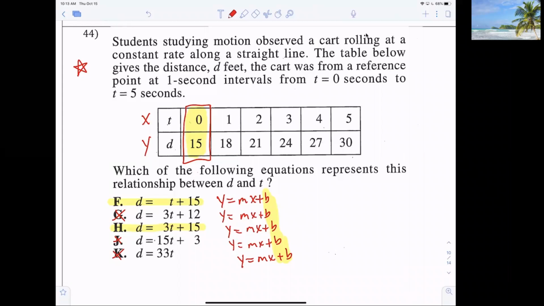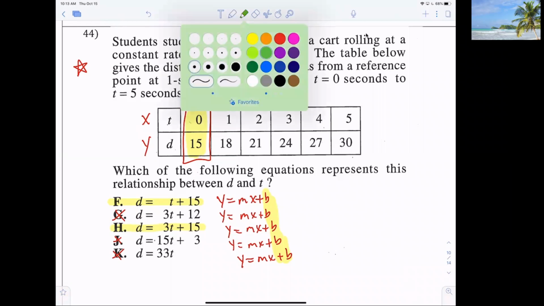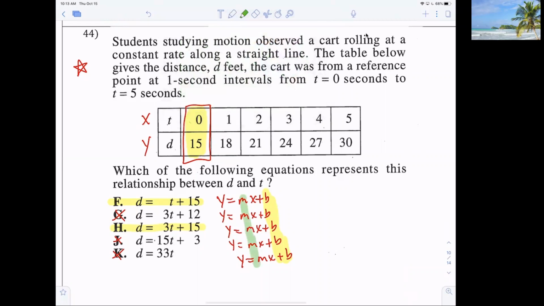So now I have to look at, what is M called? Slope. The slope. All right? So the slope is either 1 or it's 3. So what's the slope? 3. How did I know that? Because it goes up by 3. Up 3, and this is up what? 1. That is correct.